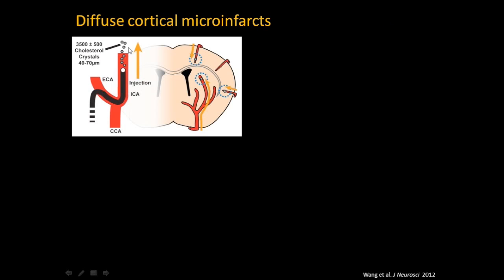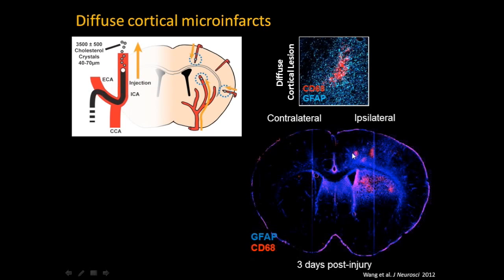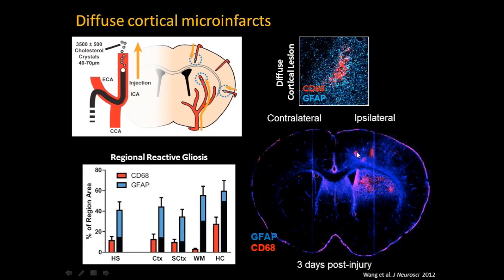model. We developed a mouse model of cortical microinfarcts, and in this model we inject cholesterol crystals that are filtered to be a certain size, so that they lodge deep in the penetrating cortical and striatal arteries. What you end up with are these little tiny infarcts scattered throughout the brain that themselves are very small. They're these little red guys here. These are all the little infarcts.